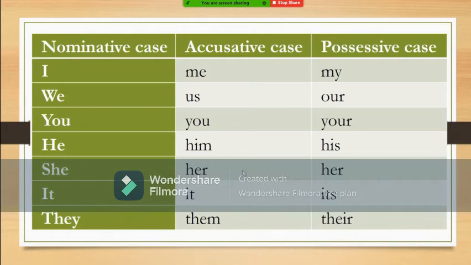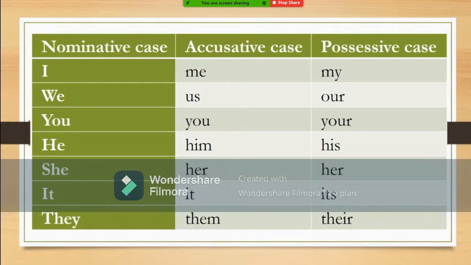I hope you will understand these changes in pronouns. When it is used as a subject, it will be in one form. When it is used as an object, it will be in another form. When it tries to tell something about the possession of a person, then its form changes to the possessive case form. In the indirect object also, the form for the accusative case is used in pronouns, also in nouns.